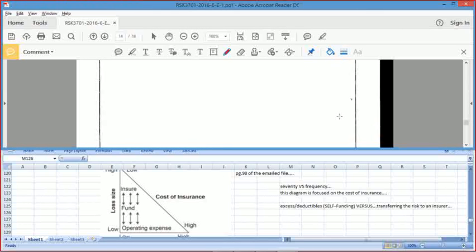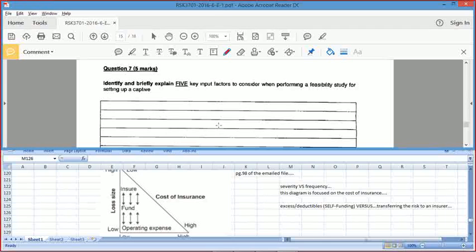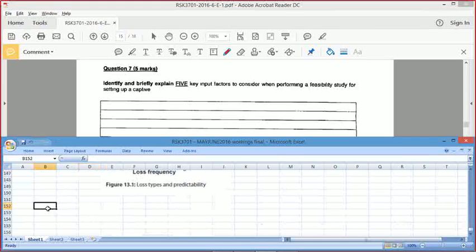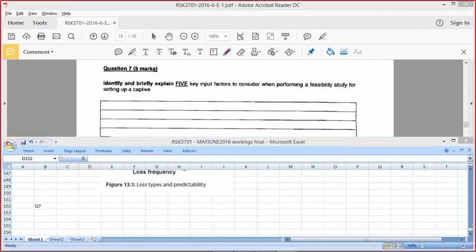Right, next question. Number 7. We need more space. Question 7, what's the focus here? Identify and briefly explain 5 key input factors to consider when performing a feasibility study for setting up a captive. This came straight off the UNISA study guide. We go to captives. What is a captive? How do they work? We want the key input factors.